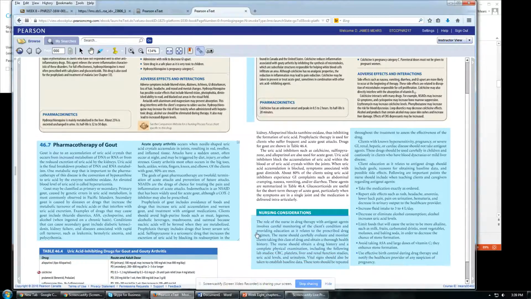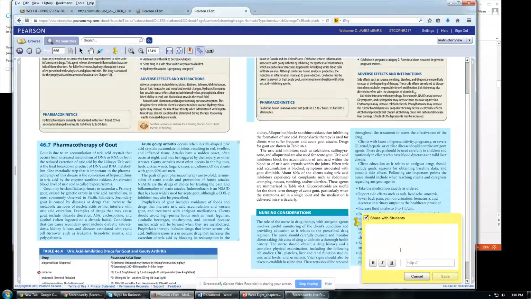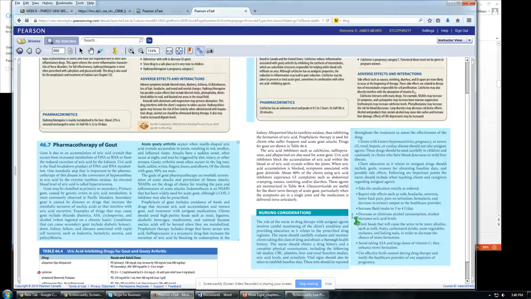So nursing considerations, the role of the nurse in this anti-gout therapy. Please read these 2 paragraphs carefully. Take medications exactly as prescribed. These are health teaching. Report side effects such as rash, headache, anorexia. Decrease or eliminate, we should star that, alcohol and foods with protein, like red meats and cheeses. That will only cause flare-ups. So you definitely want to know which foods cause flare-ups, because clients need health teaching and education, and that's where you'll come in and you'll play a vital role.